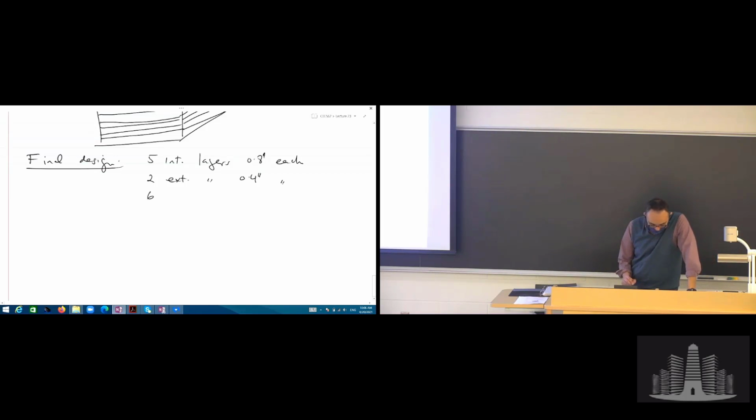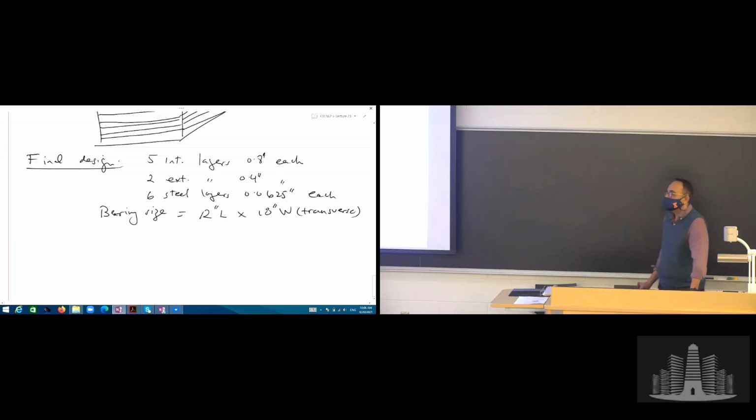So 6 steel layers of 0.0625 inches each. And the bearing size is 12 inches in length, 18 inches in width. And just to clarify that, by width here I mean the transverse direction, just for clarity. The width here is in the transverse direction, perpendicular to the traffic, if you will, or not in the same direction of the traffic. And that concludes our bearing design.